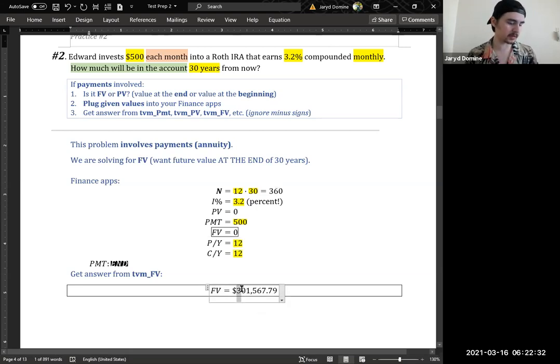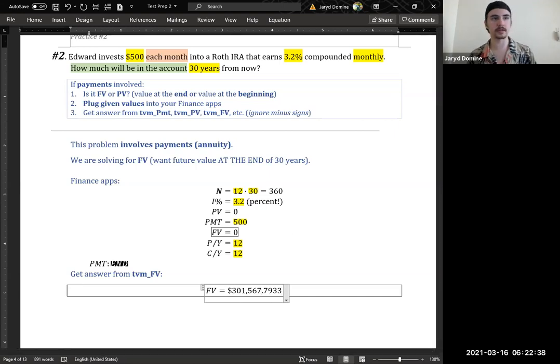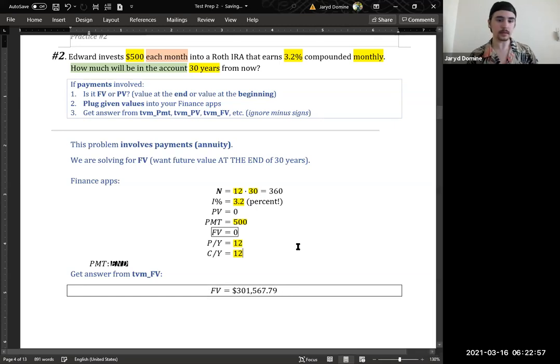The actual number on my calculator is 301,567.7933. And so we chop that off to 0.79. Yeah, it's the 0.79. If anything, you would probably round it up because this is a fraction of a cent. Yeah, but I'm just going to put 79. Okay. Anyway, let's move on.